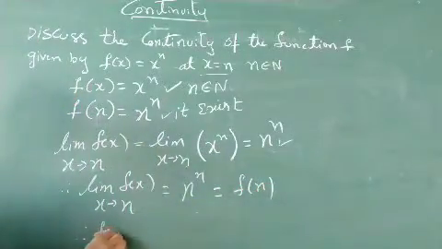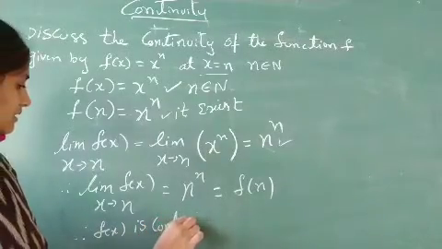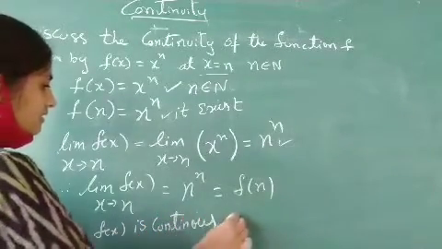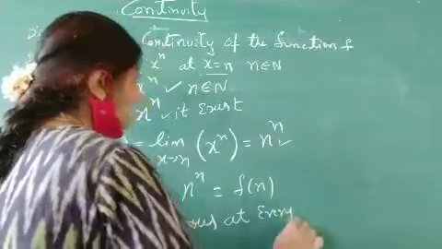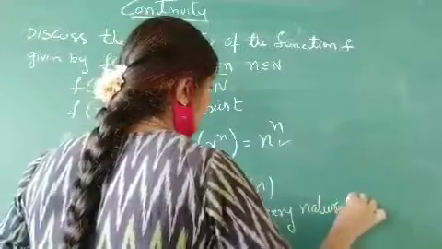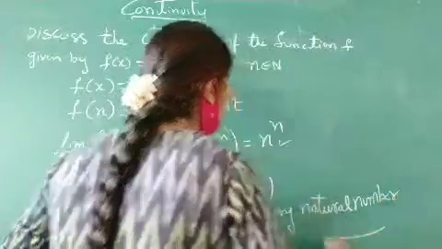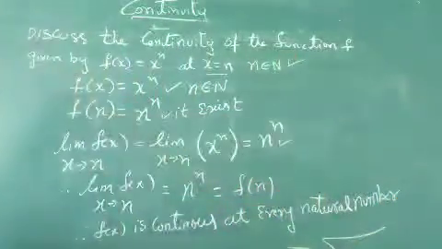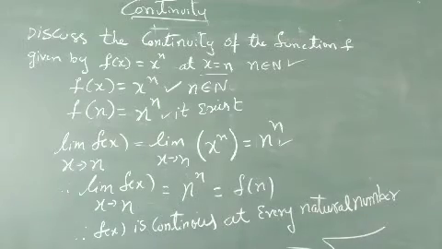Therefore, f of x is continuous at every natural number. Every natural number, because they are defining it on the natural numbers. Is it clear? Next one.